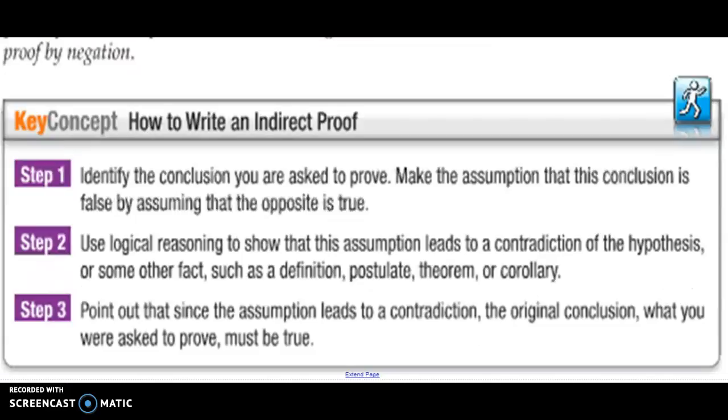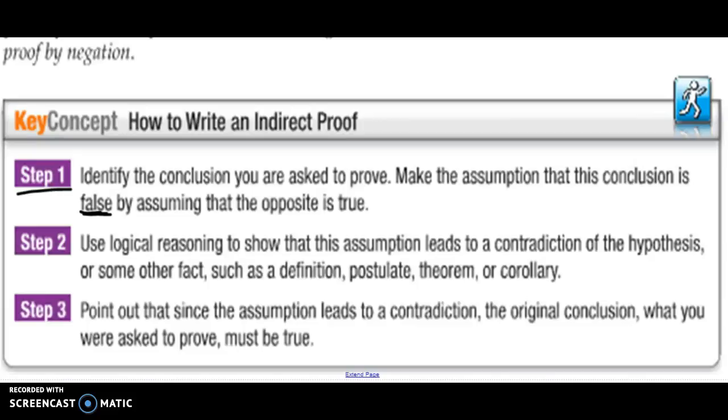So this is how it is set up. Step 1: you identify the conclusion that you're asked to prove, and make the assumption that this conclusion is false by assuming that the opposite is true. So whatever they say is the conclusion, you take it as false. You do the opposite. Then, using your logical reasoning from proof writing, it leads to something that isn't true, a contradiction of the hypothesis.